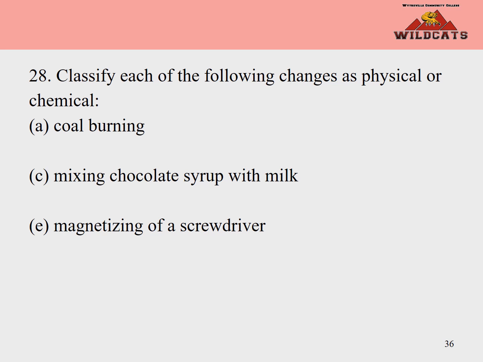Number 28 wants us to classify each of the following changes as physical or chemical. Coal burning, that's oxidation, so it's chemical. Mixing chocolate syrup with milk to make chocolate milk, that's physical, that's just a mixture. And if you stir it well enough, it goes from a heterogeneous mixture to a homogeneous mixture where it will look the same throughout. Magnetizing a screwdriver, that's a physical change. Some people may argue maybe it's chemical, but basically all you're doing is rearranging the electrons around the screwdriver so that you have more at one end than the other. We'll talk a little more about that; I think that comes up in chapter number 9.